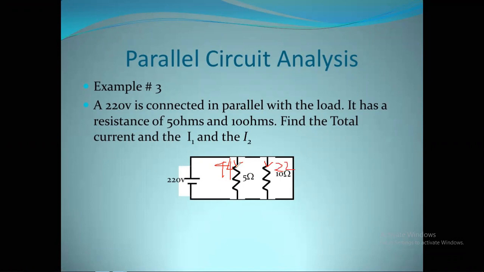Therefore, if 44 travels from here and 22 travels from here, what would be the current traveling from this side? That should be similar to how much? 66. Because when 66 comes, 44 travels over here and 22 travels from here. We have already learned in the parallel circuit that the current coming from the source or the battery is similar to the sum of the currents of the individual resistors, right? So you can say 66. That's how it comes.